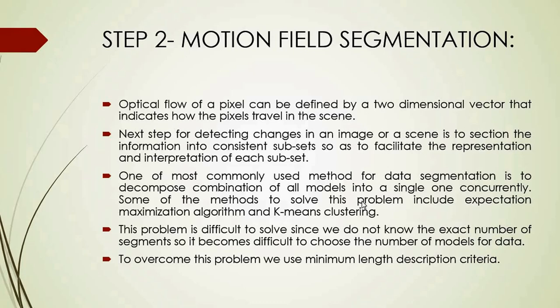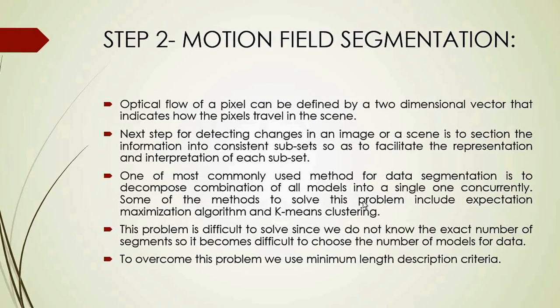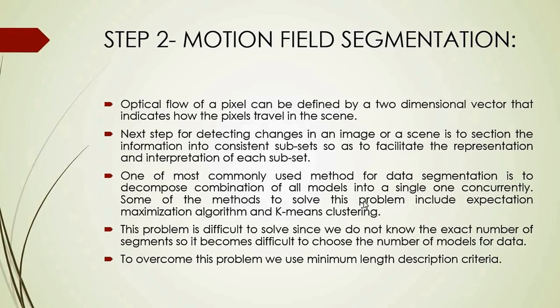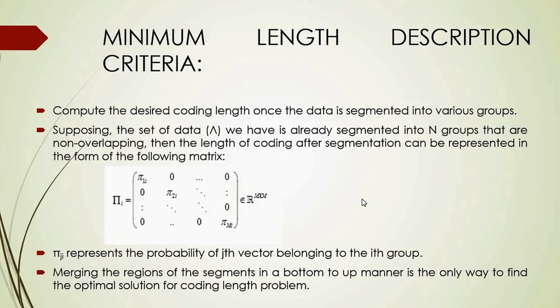This is because otherwise this problem is really difficult to solve, because we don't know how many segments we should divide it into, because we don't know the number of models for the data. So how did we apply the minimum description length criterion? We compute the desired coding length once the data is segmented into various groups.